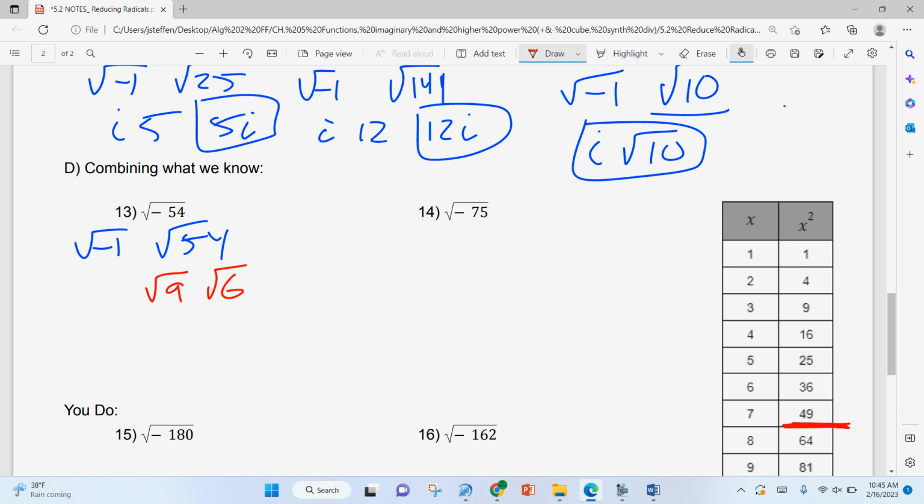Don't forget, you don't have to write this down, but don't forget your negative 1. I'm going to write it down again so I don't forget. So the negative 1 is an i. The square root of 9 is 3. And the square root of 6 doesn't change. Again, if you leave that in between there, that's where it's the whole number, the imaginary, and the radical.